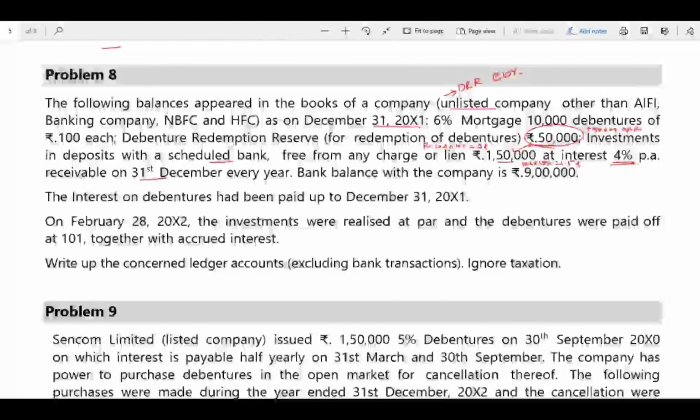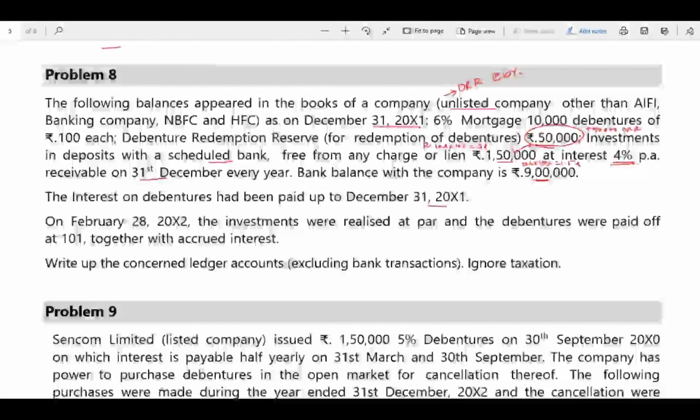The bank balance with the company is 9 lakh already there. The interest on debentures had been paid up to 31st March 2001. So we are in 2001, and the interest on debentures had been paid off. So don't think of that debenture interest. It is already paid off.